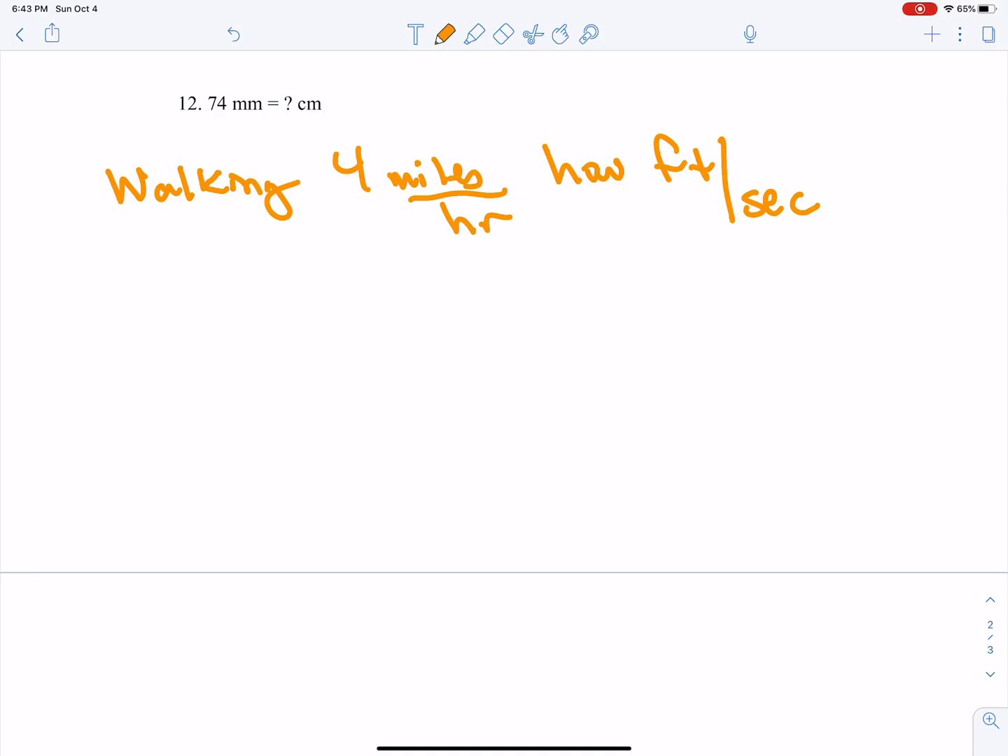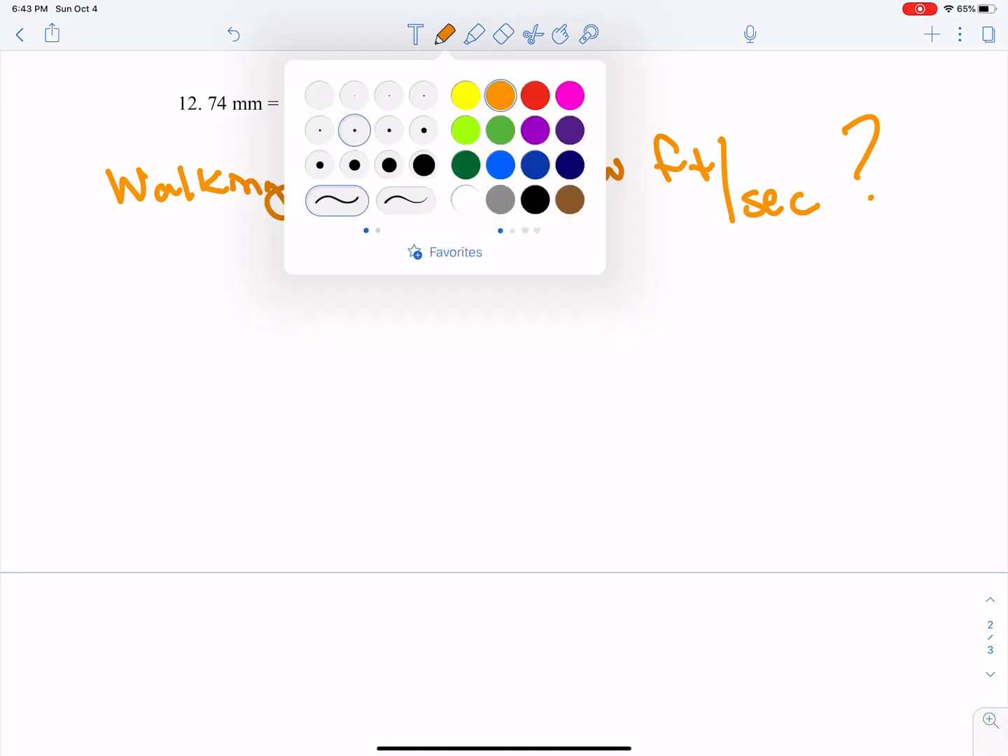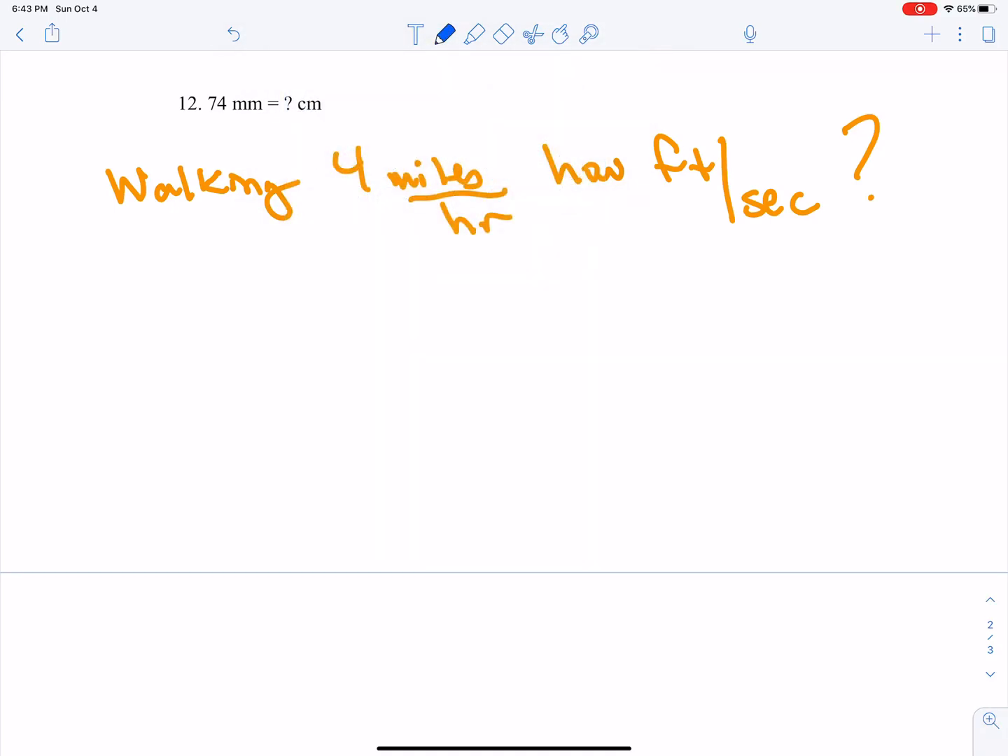What's different is now we have 2 units: miles per hour and feet per second. This division line means per. Miles is in the numerator and hours is in the denominator, so we need to convert both of them. I suggest you convert them one at a time. We're going to go from miles to feet, and then from hours to seconds.